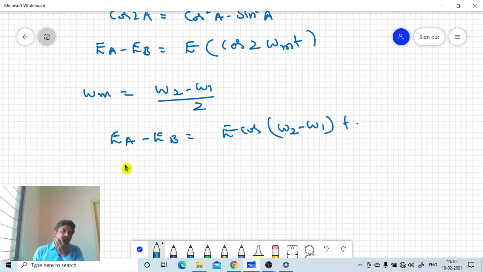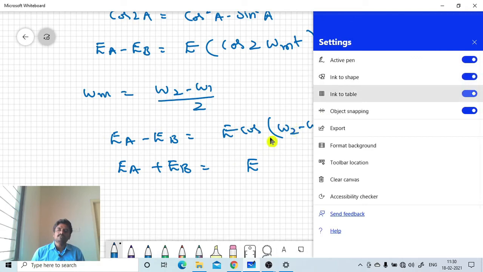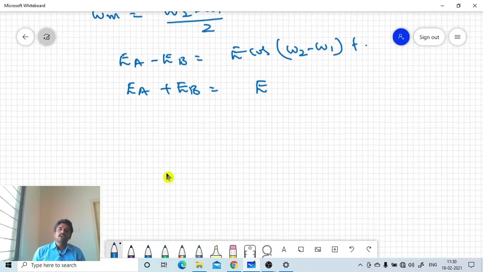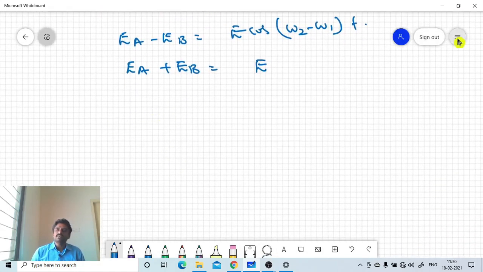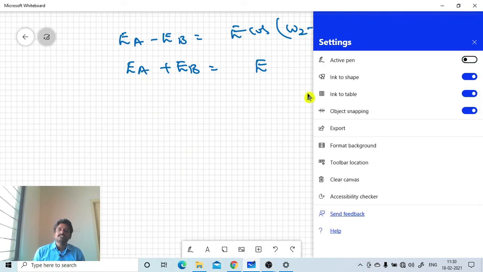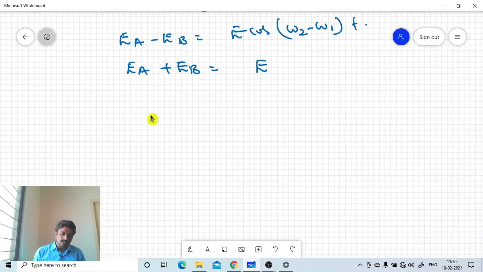But what is Ea plus Eb? Ea plus Eb is equal to just E only. Then we need to find out the individual energy in terms of the total energy, also with the help of the individual normal frequencies. We will find out these values also. How can you find them? We can simply add these functions or subtract them, and you can easily find out the values.